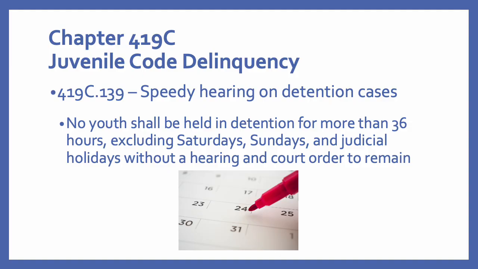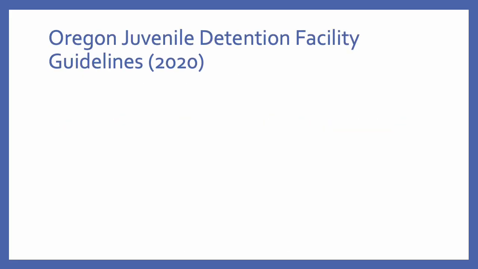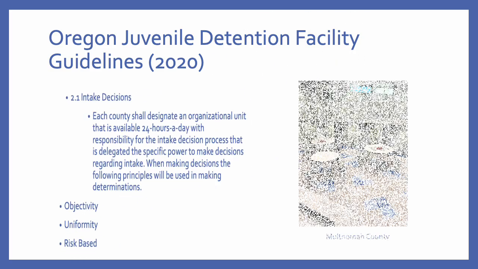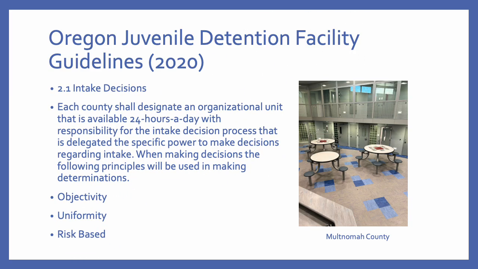So once we admit someone into the detention facility, we then, within 36 hours, excluding weekends and holidays, need to have a hearing before the juvenile court, and the court must order that they remain in detention if they are to stay. The Oregon Juvenile Detention Facility Guidelines. In Oregon, we do have a requirement that detention facility guidelines be available and updated regularly. This document is put out by Youth Development Oregon, YDO. The guidelines are a compilation of statutory and federal requirements as well as best practices.